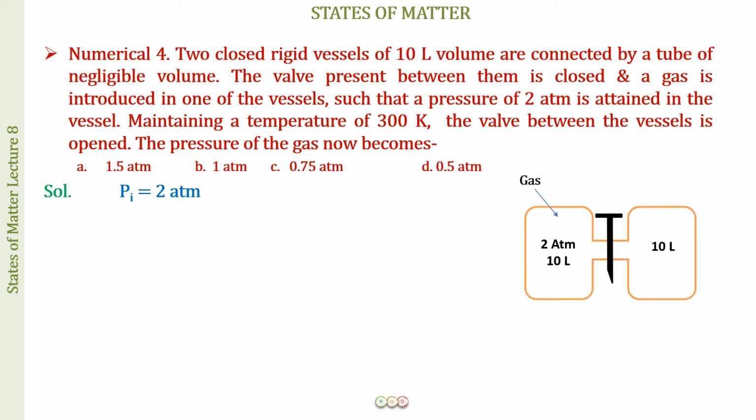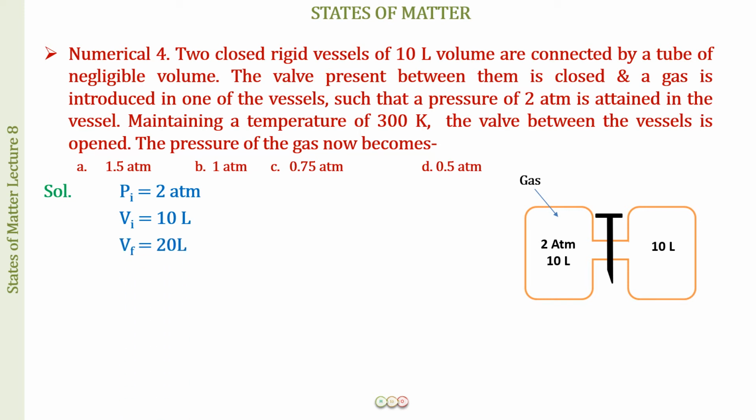So this is the container that we had. Okay, so this is a two vessel container. This is one vessel which has a pressure of 2 atmosphere and a volume of 10 liter, and the other container is also of 10 liter volume, but we do not have any gas over here, right? So it was in this chamber that we put a gas which is exerting a pressure of 2 atmosphere. So Pi initial is going to be 2 atmosphere. The volume is going to be 10 liter for this gas, right?